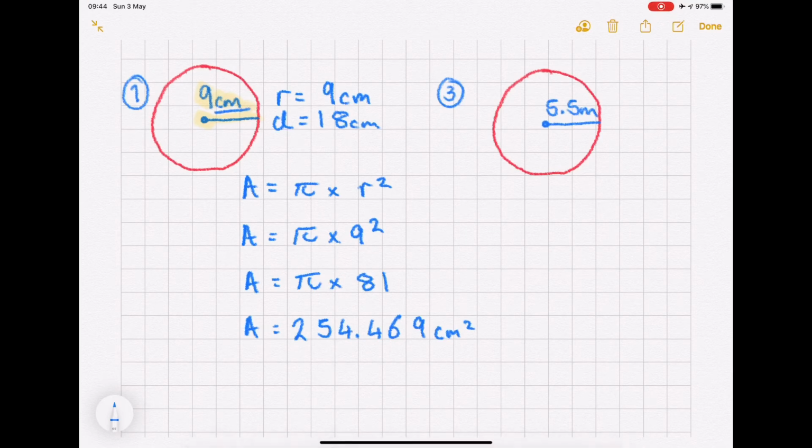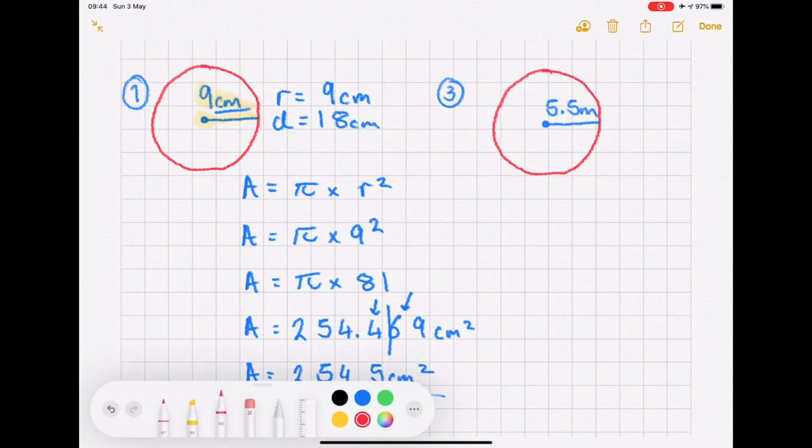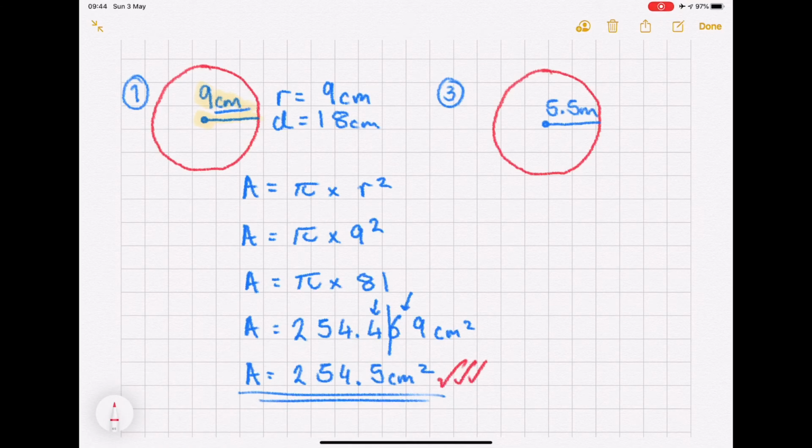Now let's take that to one decimal place. So we cut it there. Is that 5 or larger? Yes it is, so we round that one up. So our final area to one decimal place is 254.5 centimetres squared. That's our final answer. If you got that, fantastic. Give yourself some ticks like that.